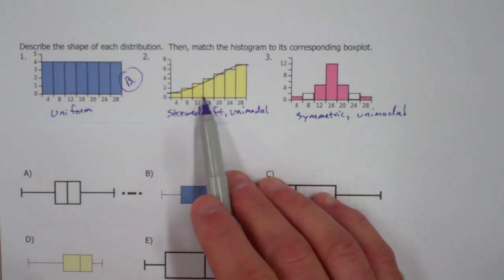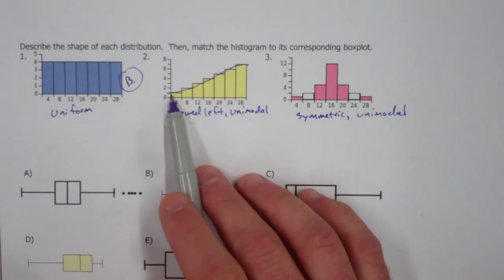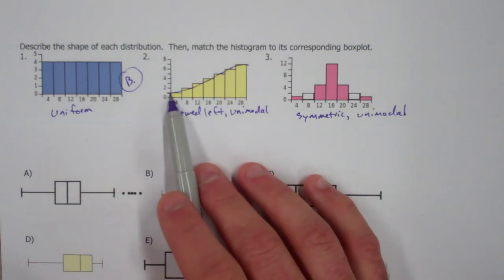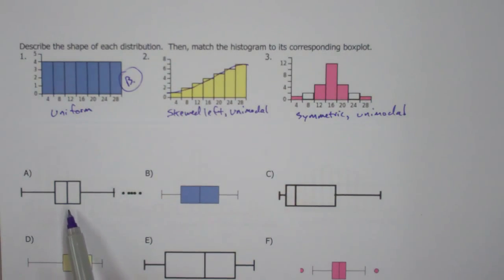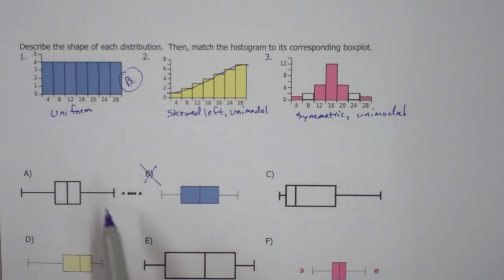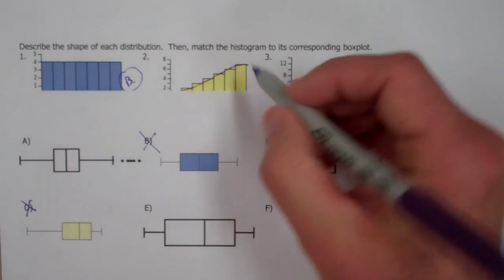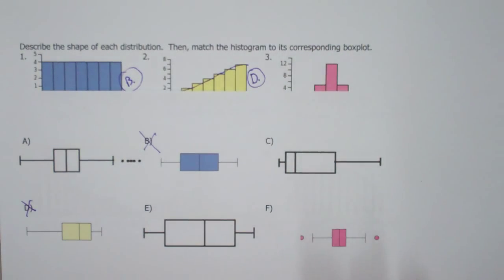For number 2, we can see that the tail is to the left. There's a lot of data to the right. There might be some outliers to the left, but this whisker is going to be long. So if we look at these, B is done. This is roughly symmetric with a few outliers to the right. That's not this one. This one's skewed left. The outliers would be on the left. Skewed right here. And again, I'm looking at the length of the whisker. And then if we look down here a little bit, we find D is skewed left. And that I think is going to be the correct one for number 2. So number 2 is D.